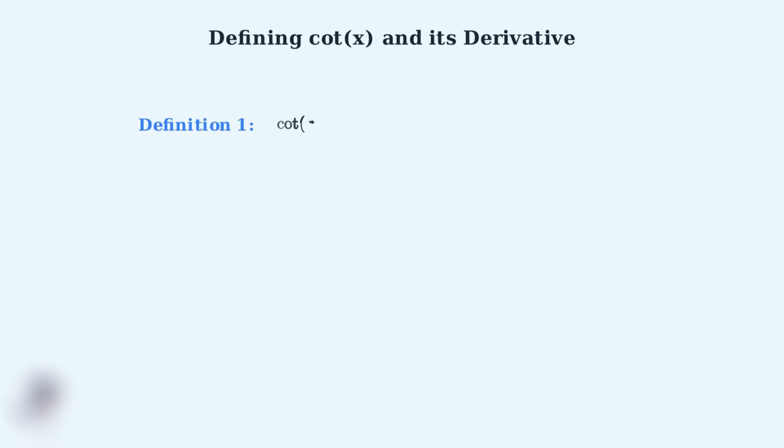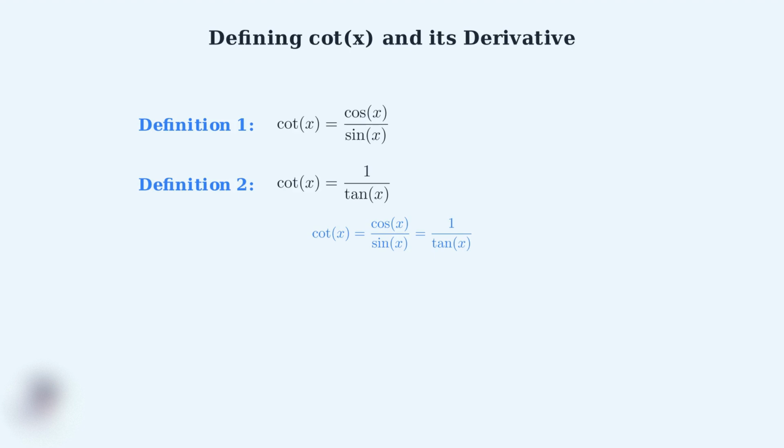The cotangent function has 2 equivalent definitions. The first definition states that cotangent of x equals cosine of x divided by sine of x. The second definition shows that cotangent is the reciprocal of tangent. This means cotangent of x equals 1 divided by tangent of x. These 2 definitions are completely equivalent. We can use either one depending on which is more convenient for our calculations.